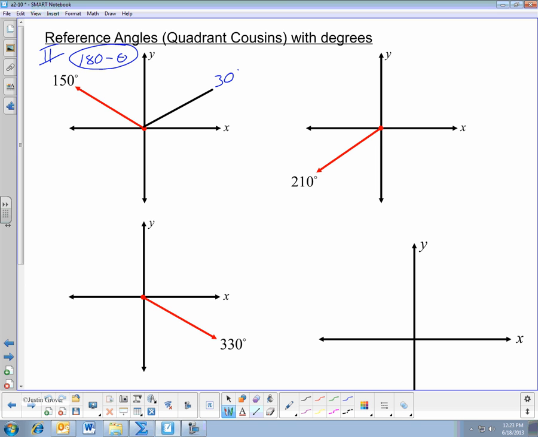So the way we get 30 degrees from 150 is we're taking 180 degrees and minusing our angle. And that's actually the rule for every angle in quadrant 2. If you have an angle in quadrant 2, you do 180 minus that angle, and you get its acute reference angle.